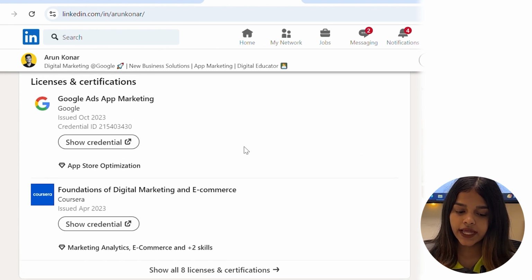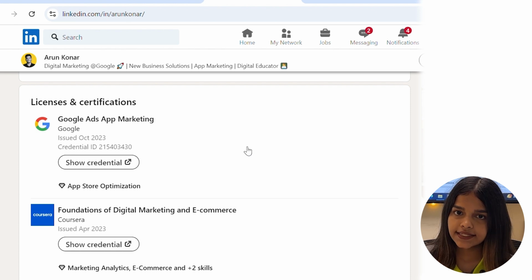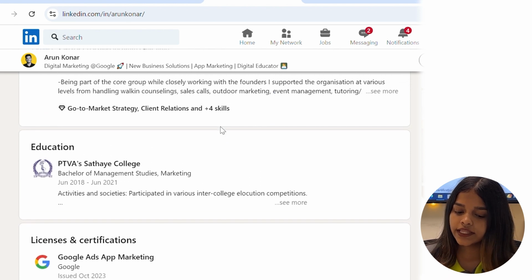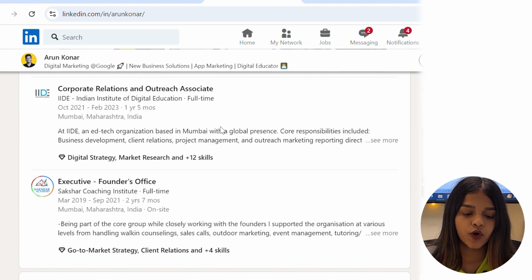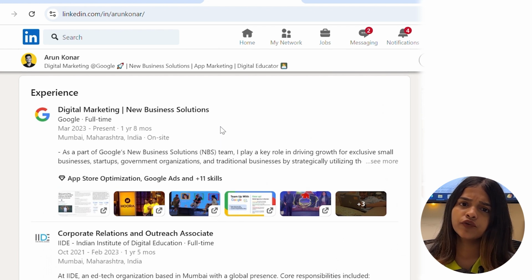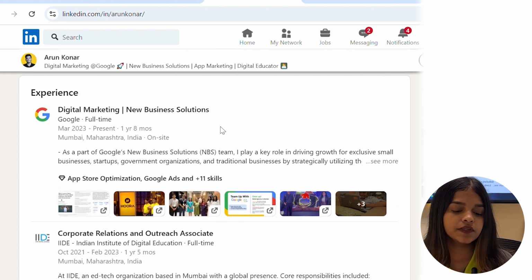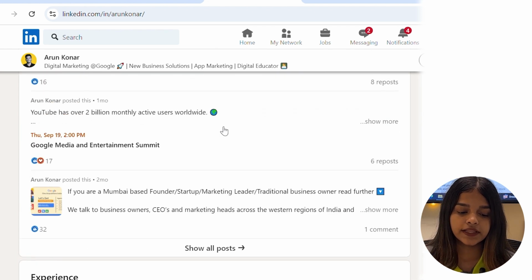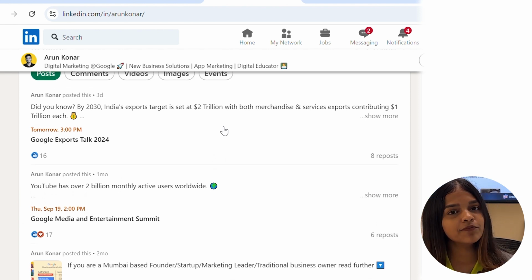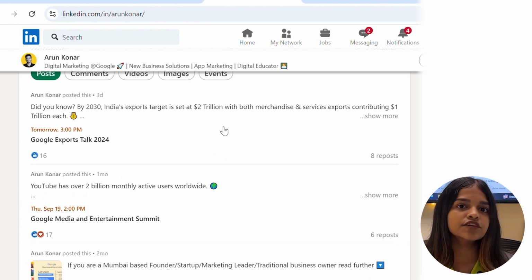And overall, if you take a look at this particular profile, all the licenses and certifications that this person has got, they have listed. Education has been listed properly, and their experiences. So if you have any internship or any full-time experiences, please list that on your profile. That is very essential. And the very important thing is, please stay active on your LinkedIn profile.